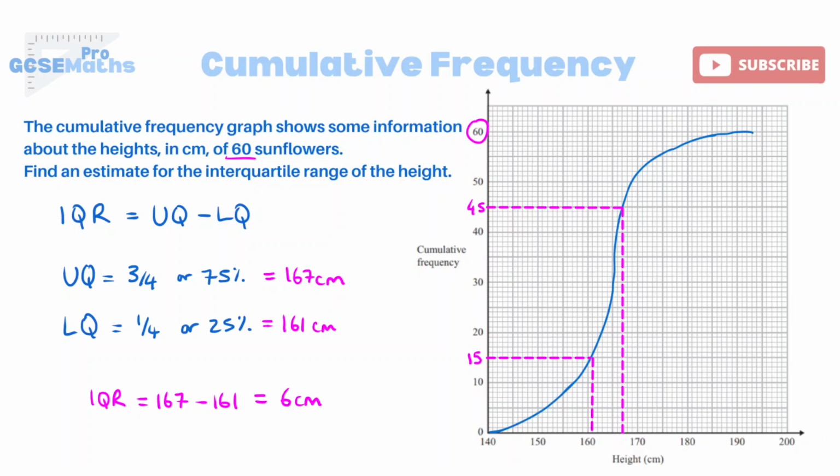So do you see how it's exactly the same as the median? The only difference in that sense is the median is at 50% and the upper and lower quartiles are at 25 and 75%. But the method is the same of going from the y-axis across and then down.